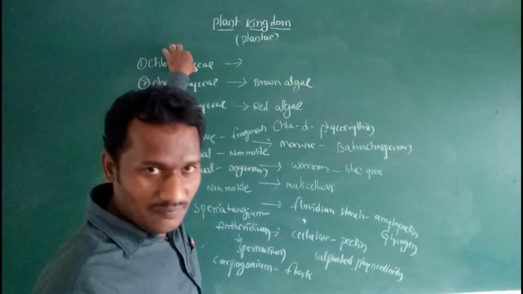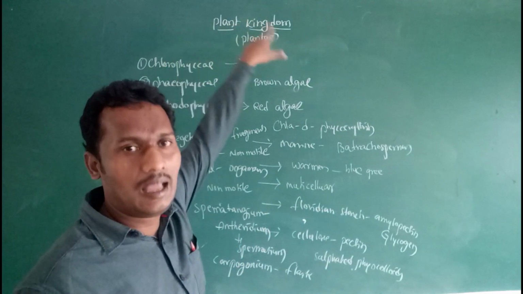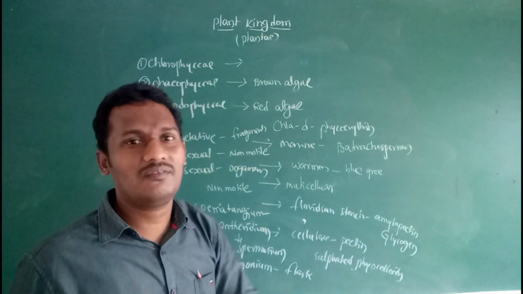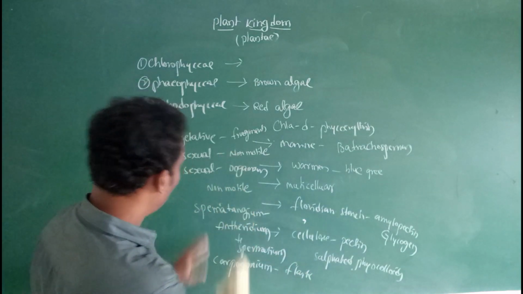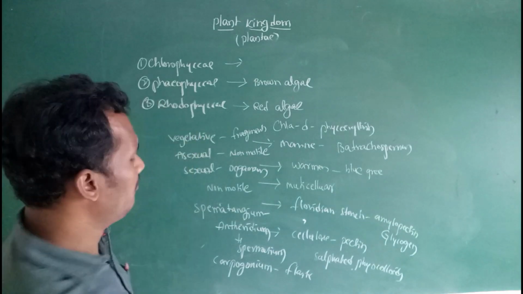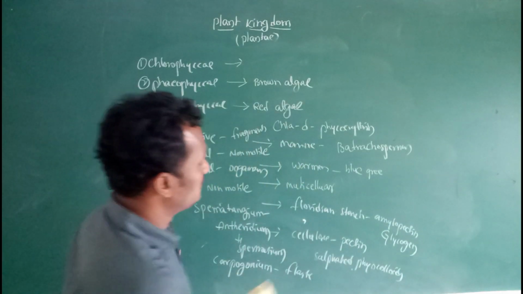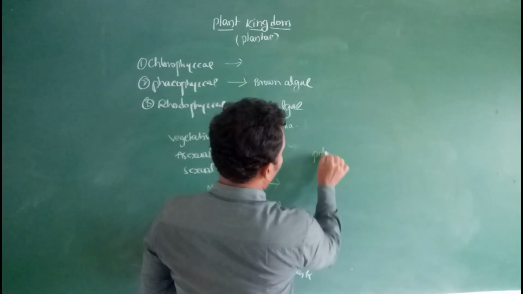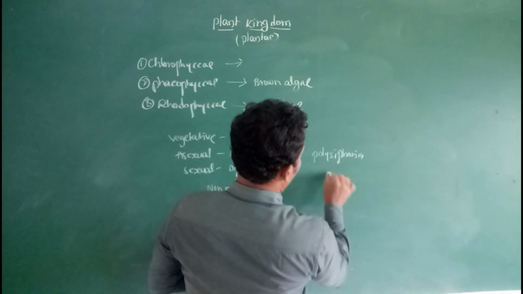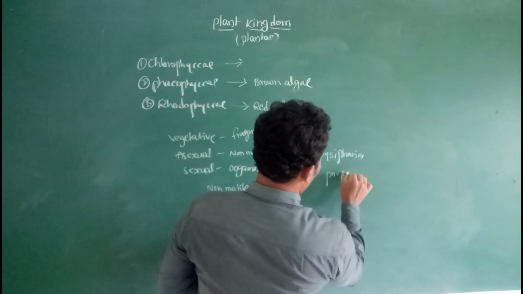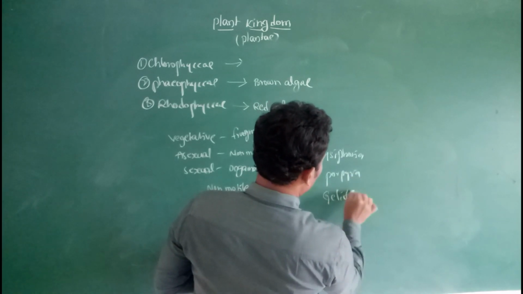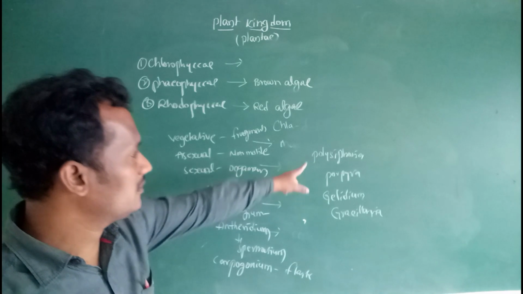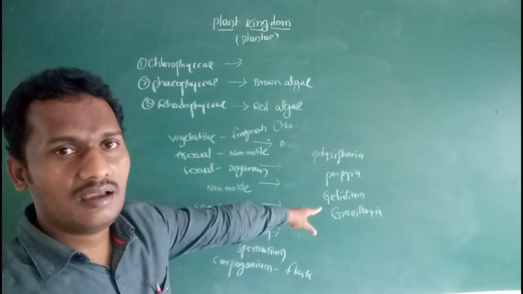In Chlorophyceae, 2 to 8 equal flagella are present, apical in position. In Phaeophyceae members, there are 2 unequal flagella, biflagellated, on the lateral side. Flagella are completely absent in Rhodophyceae members. Examples of Rhodophyceae members: Polysiphonia, Porphyra, Gelidium and Gracilaria.